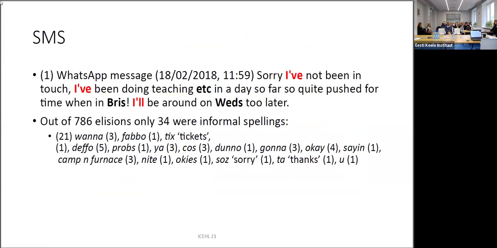So what people use are things like "I've been doing teaching", "Sorry, I've not been in touch", "I'll be around on Wednesday". And I guess that's because there's automatic text correction. It's an informal text type when you type on WhatsApp, and then it will suggest these types of things. And out of 786 elisions, only 34 were informal spellings like wanna, babo, ticks for tickets, or defo, props. Most were just these types of things.